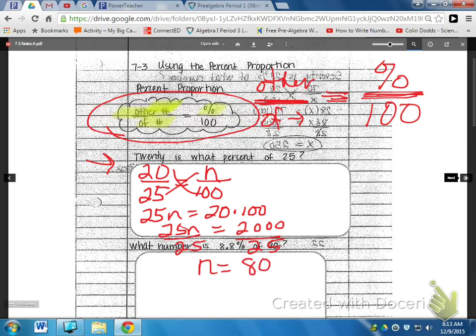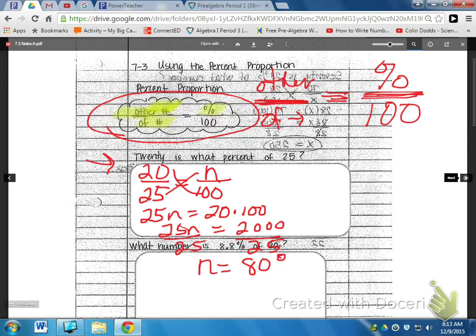Now be careful with these. 25 goes into 100, so couldn't you just take 25 times 100 and 20 times 100 to get n? Well, you could. Yes, that'd be one way to do it. But when you solve proportions, generally you use the cross product rule. Most of them won't be this cut and dry and simple, so it would work on this one, yes.